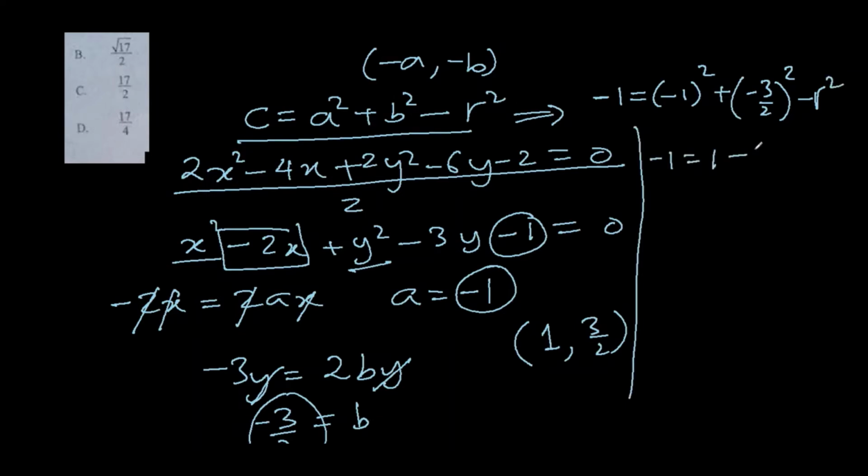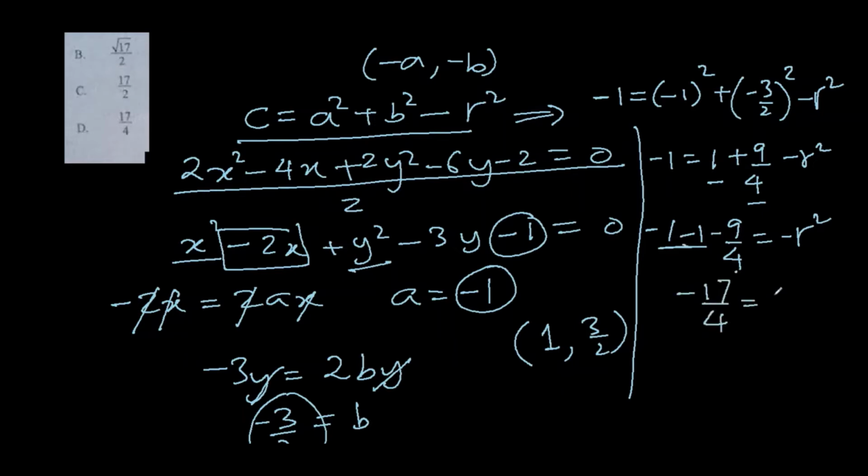So let's open the brackets. Minus 1 equal to positive 1 plus 9 over 4 minus r squared. Let's bring the numbers to the other side. Minus 1 minus 1 minus 9 over 4 equal to minus r squared. This is minus 2 times 4 is minus 8, minus 9, minus 17 over 4 equal to minus r squared. Negative and negative cancel and we will square root both sides. So it comes out to be square root 17 over 2 equal to r, and that is option B.